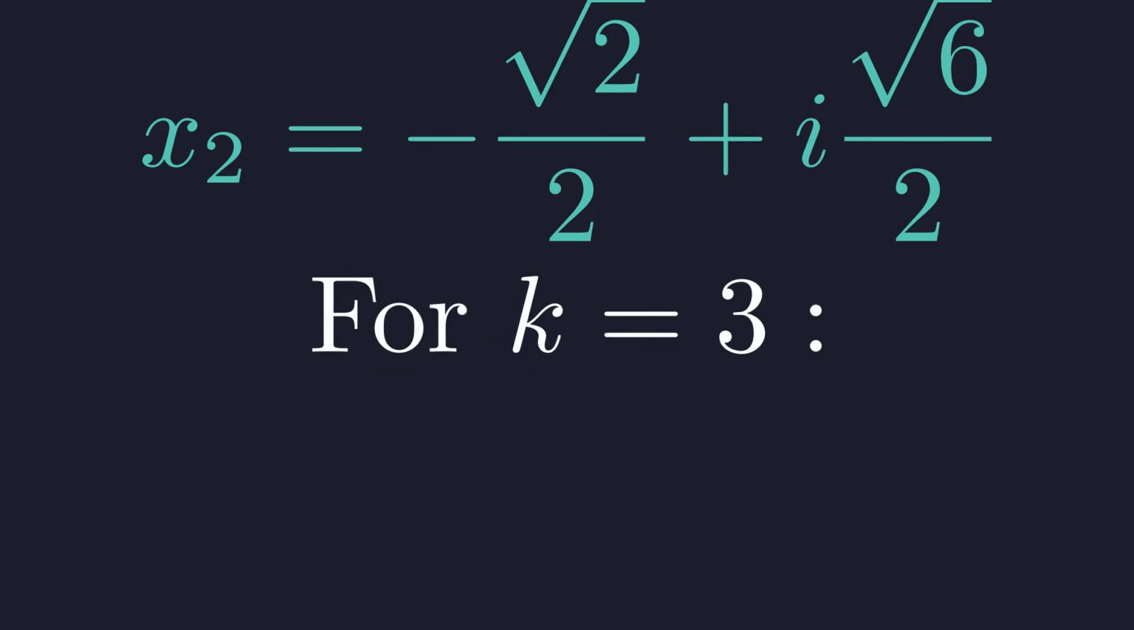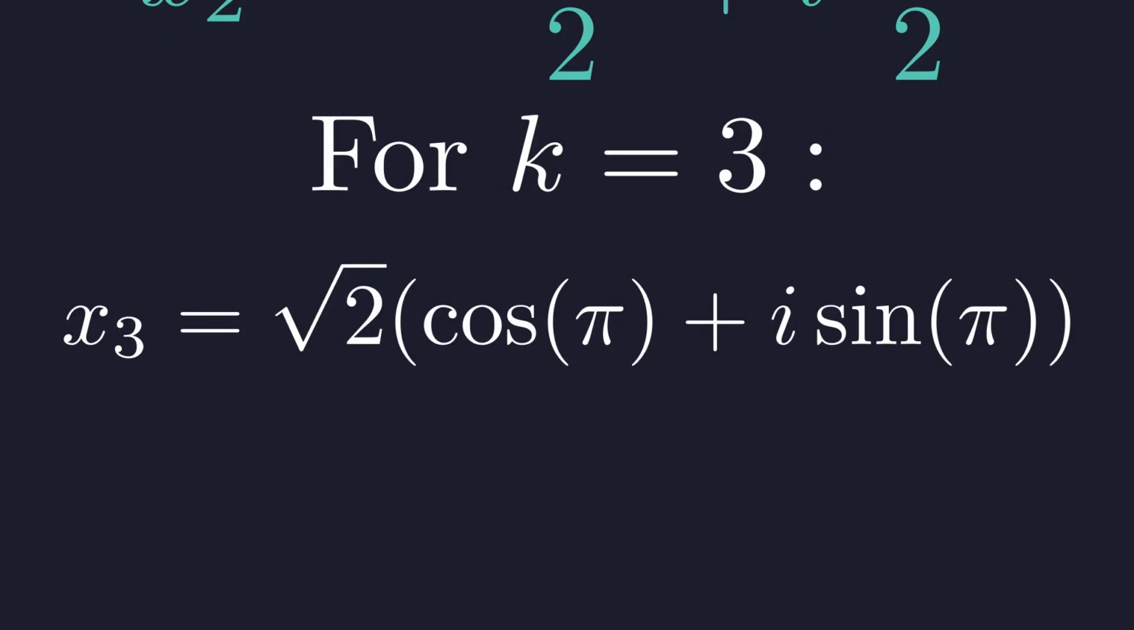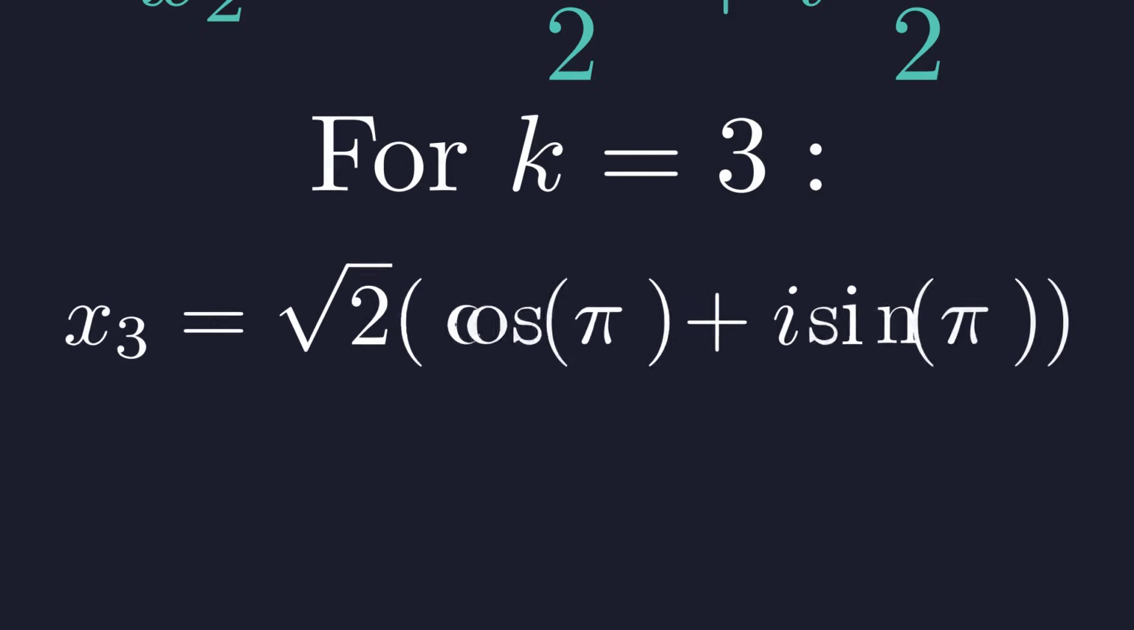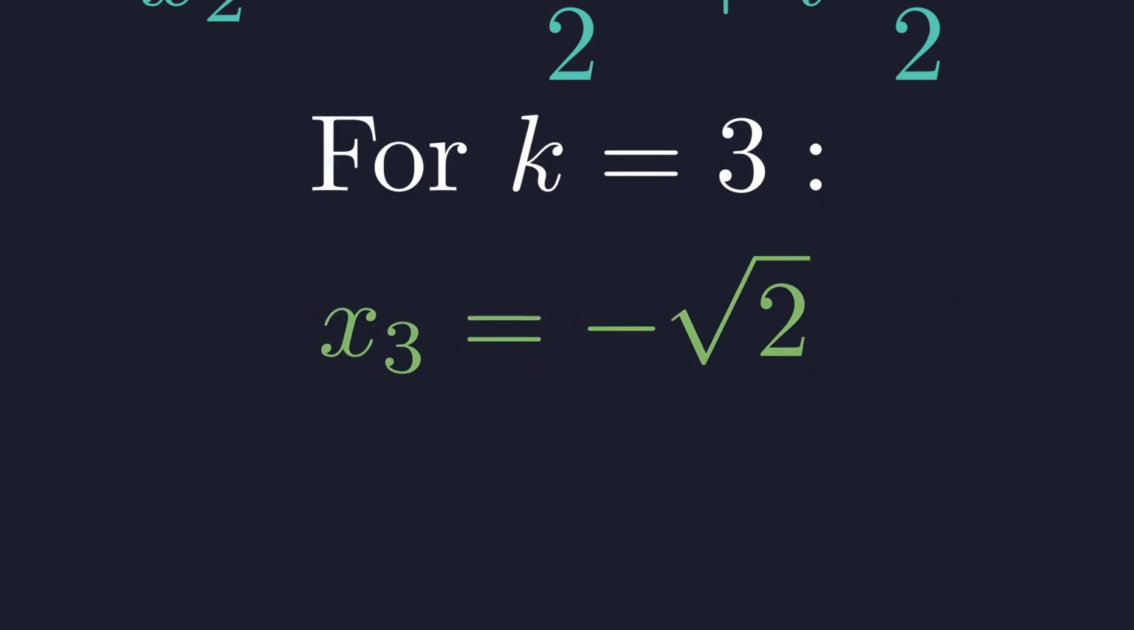At k equals 3, plugging in 3 for k, 3 pi over 3 simplifies to just pi. And at pi radians, we're on the negative real axis. Cosine is negative 1, sine is 0. So we're back to real numbers. This is negative square root of 2, our second real root.